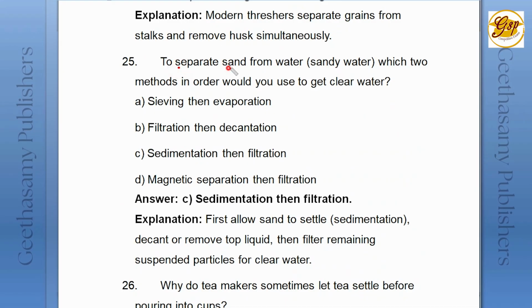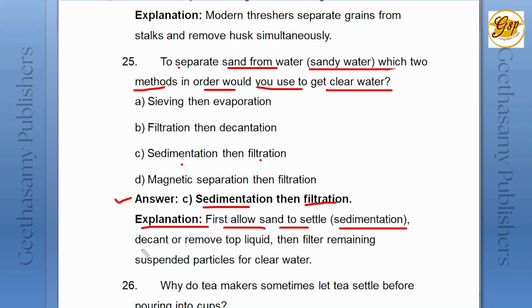And 25th question. To separate sand from sandy water, which two methods in order give clear water? Sieving then evaporation, filtering and then decantation, sedimentation and filtration, or magnetic separation and filtration. The correct answer is sedimentation, then filtration. The explanation: first allow the sand to settle in sedimentation, then decant, removing the top liquid, then filter the remaining suspended particles to get clean water.